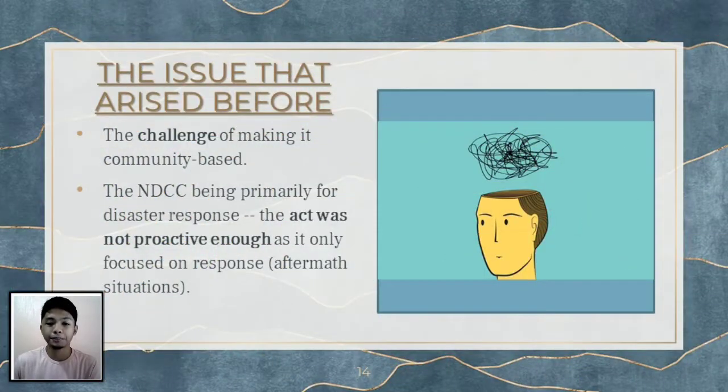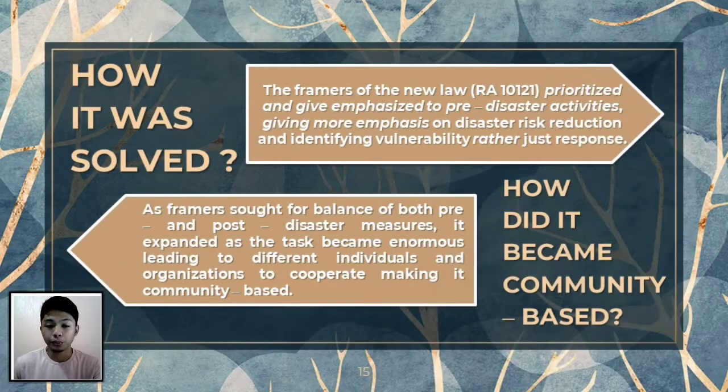The issues that arose before: the first was the challenge of making it community-based. Second, the NDCC was primarily for disaster response. The act was not proactive enough as it only focused on response, the aftermath situations. So how was it solved? The framers of the new law, RA 10121, prioritized and gave emphasis to pre-disaster activities, giving more emphasis on disaster risk reduction and identifying vulnerability rather than just the response.